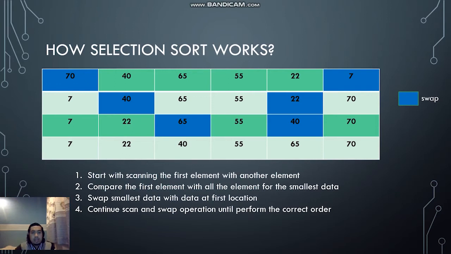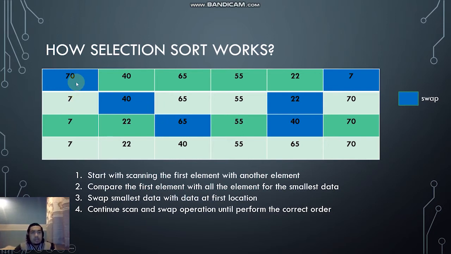First, start with scanning the first element with another element. Then compare the first element with all the elements for the smallest data. Swap the smallest data with the data at the first location. Then continue the scan and swap operation until the correct order is performed. So here is an example of unsorted elements, which are 70, 50, 65, 55, 22 and 7. So we need to do a selection sort to sort the elements in the correct order, which is the ascending order.